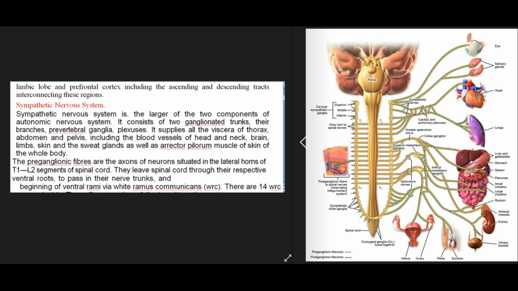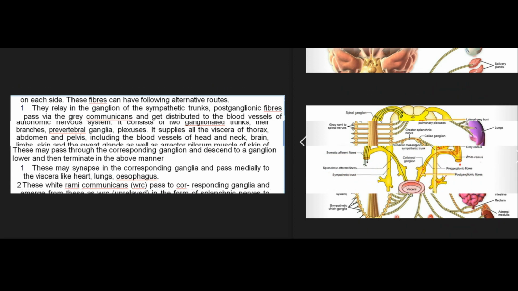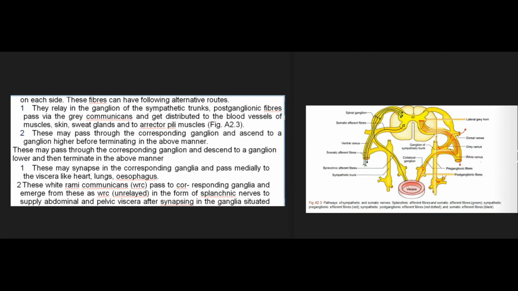The preganglionic fibers are the axons of neurons situated in the lateral horns of T1-L2 segments of spinal cord. They leave the spinal cord through their respective ventral roots, to pass in their nerve trunks, and beginning of ventral rami via white rami communicantes, WRC. There are 14 WRC on each side. These fibers can have the following alternative routes.